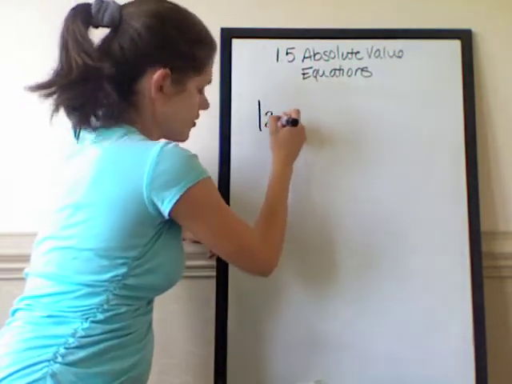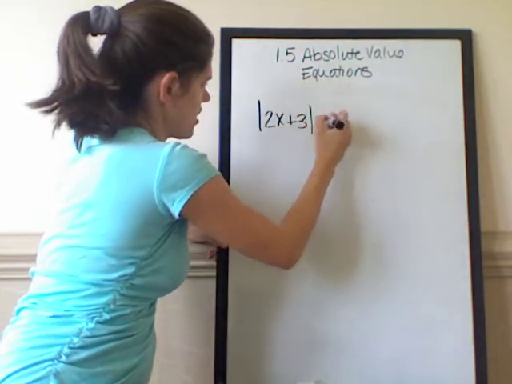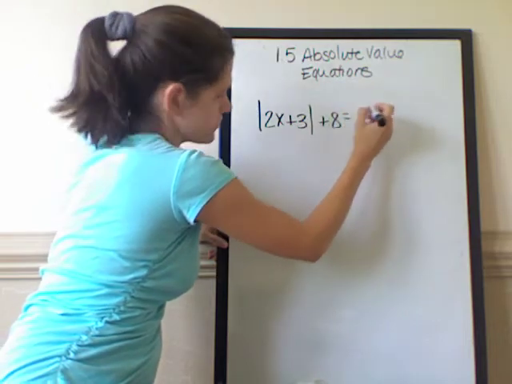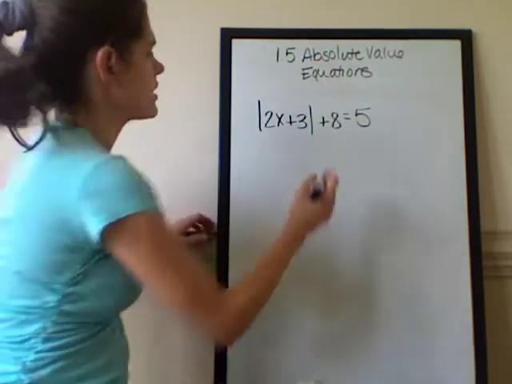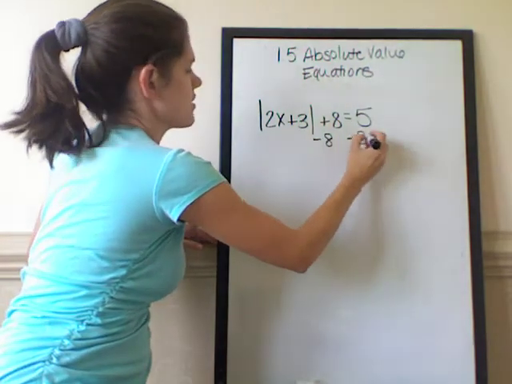Alright, absolute value of 2x plus 3 plus 8 equals 5. Okay, I'm going to do the same thing. I got to isolate. So I'm going to subtract 8.